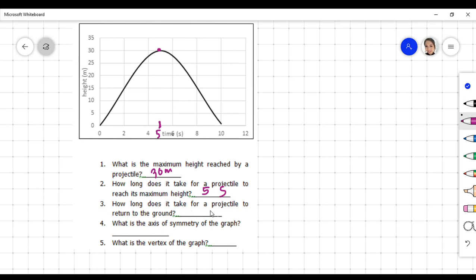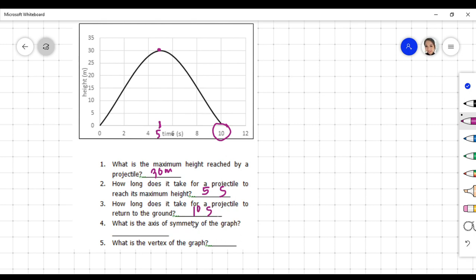Next, how long does it take for a projectile to return to the ground? So if this is our object in a projectile motion, it reaches the ground at 10 seconds.